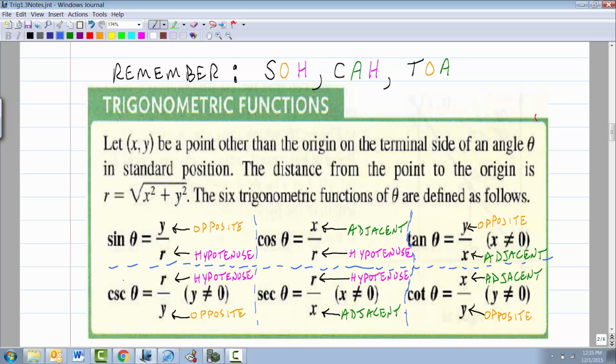Sine is so, cosecant's a ho. So that means sine is, what? Let that one slip in there. Sine is y over r, so cosecant's r over y. Cosine is ka, so secant's a. Or it's r over x. And then cotangent is the flip of tangent.